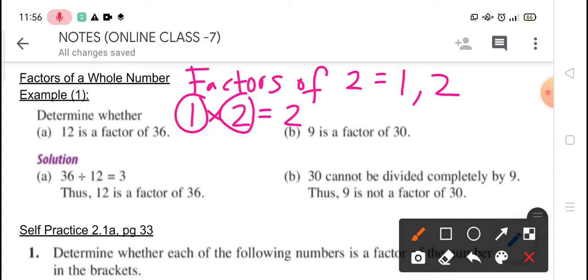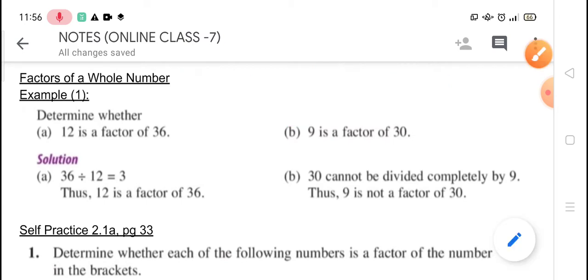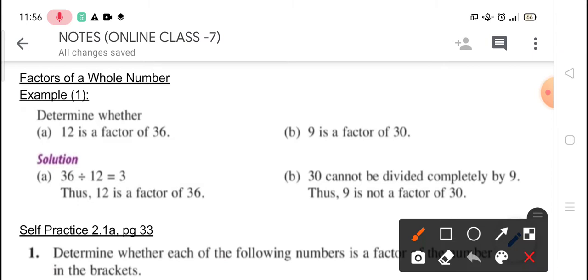Okay, so now we have a look at the first question. Determine whether 12 is a factor of 36. The keyword from this question is determine. My advice is, for this chapter, whenever you have the keyword determine, what you need to do is perform division. Firstly we check: 36 divided by 12, we get 3. It means 36 can be divided by 12. Hence, we can make the conclusion that 12 is a factor of 36.